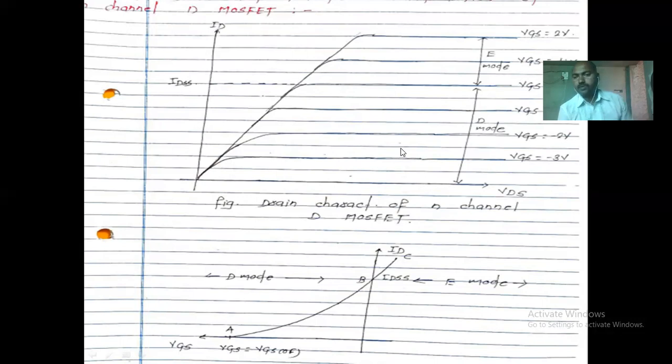Good afternoon. In the last lecture we covered the N channel MOSFET, which is nothing but the N channel D MOSFET. When we look at MOSFETs, there are basically two types of MOSFET.